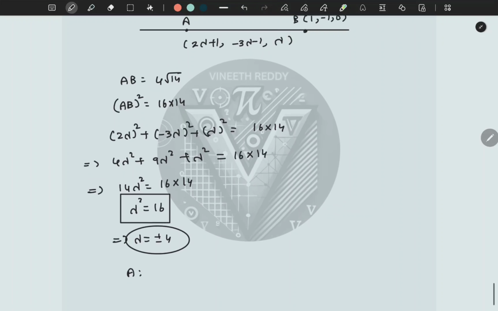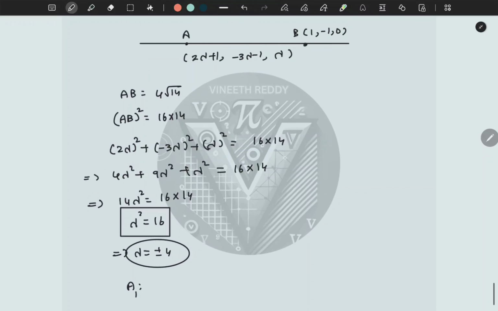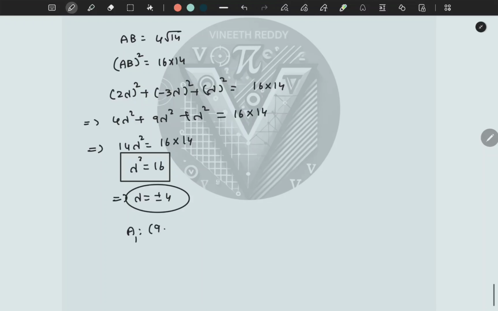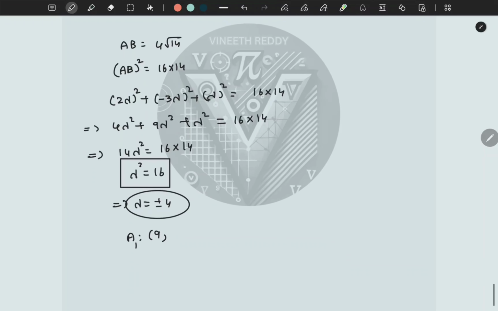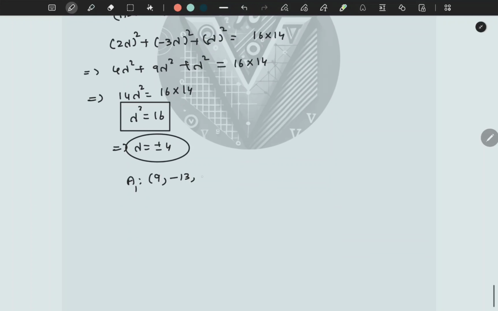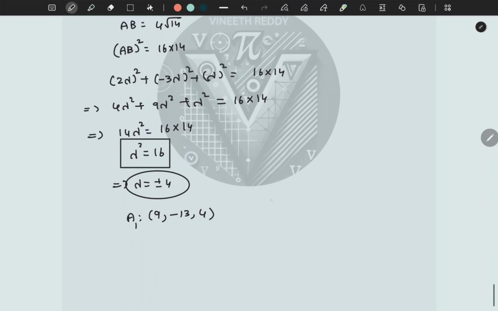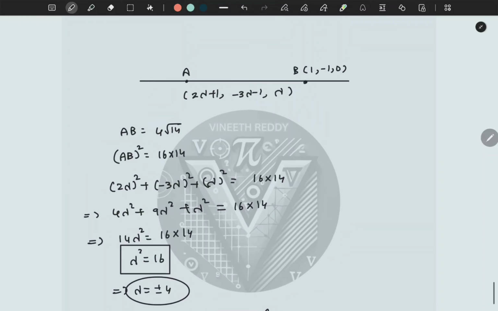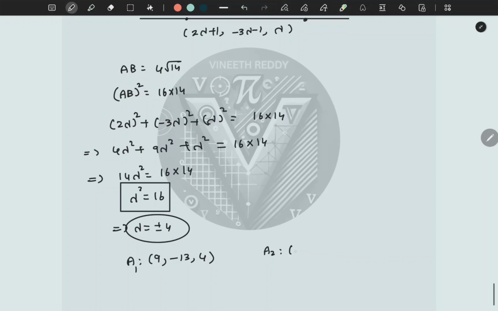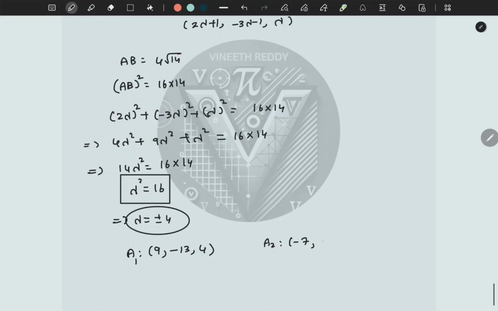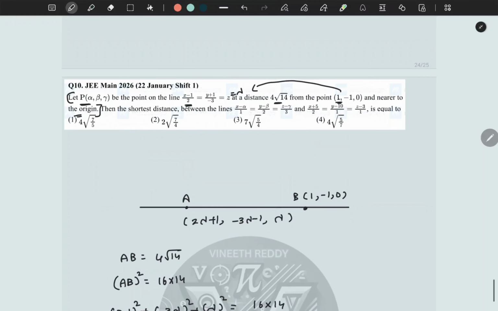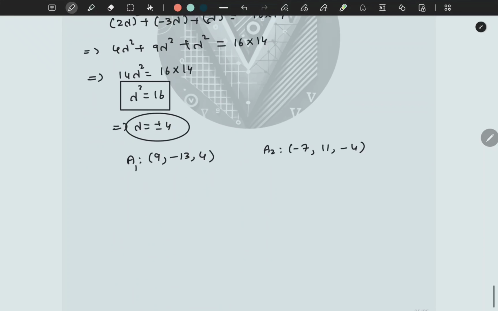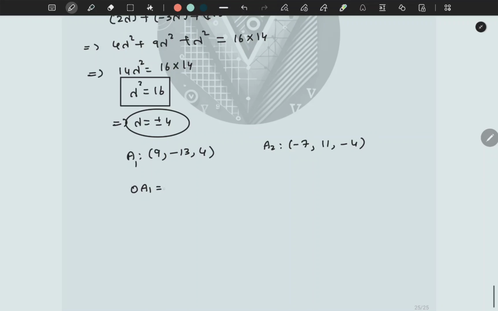If I take lambda as plus 4, I get A as, let us say, A1. That will be 2 into 4, 8 plus 1 is 9, comma, minus 3 into 4 is minus 12, minus 1 is minus 13, and this should be 4, right? And A2, if I take lambda as minus 4, I get 2 into minus 4 as minus 8 plus 1 is minus 7. Minus 3 into minus 4 is plus 12 minus 1 is 11. And then I get minus 4 here. Now, acha, point P should be closer to the origin, nearer to the origin. That means, let us find OA1 distance.